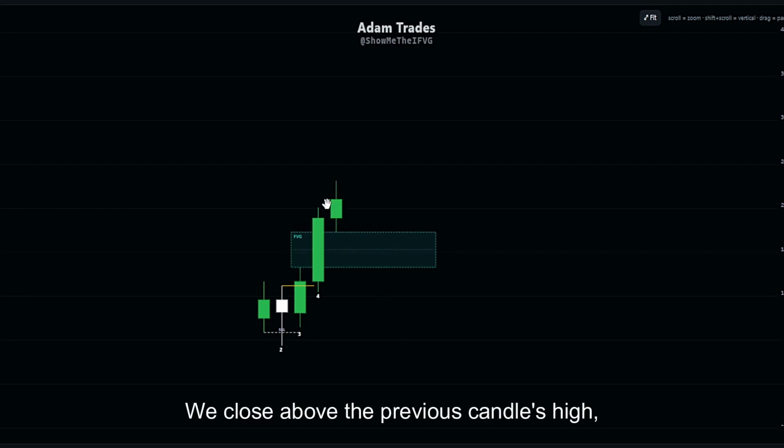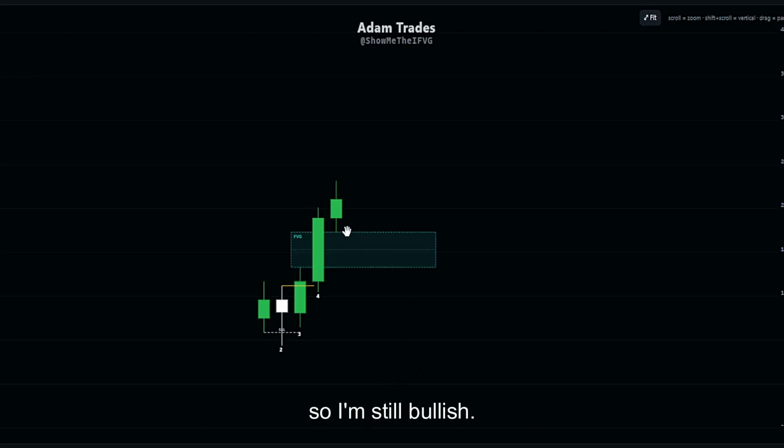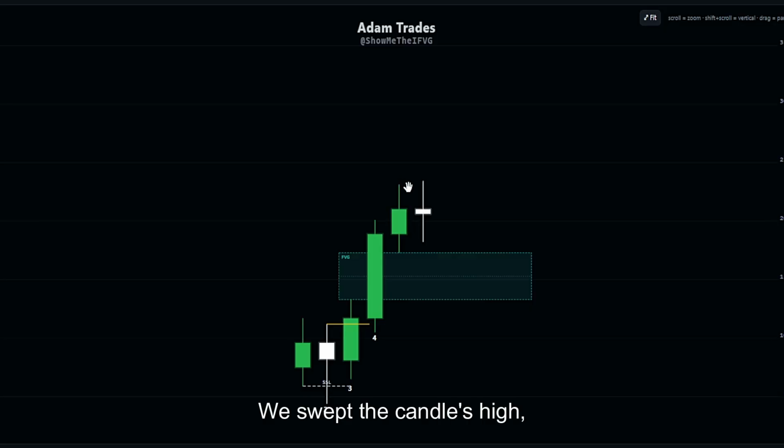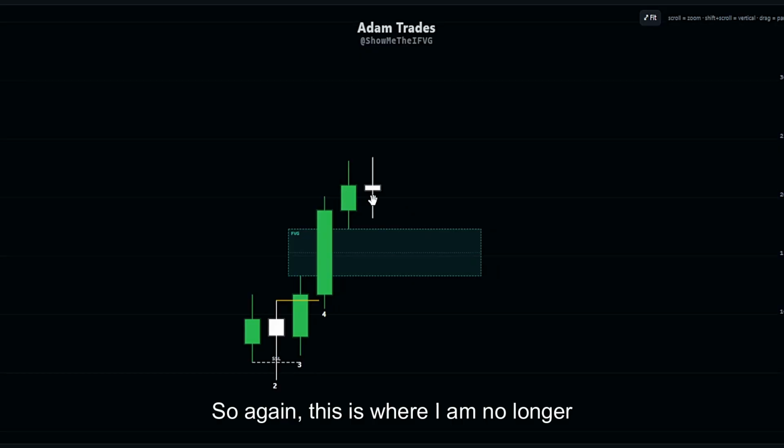We close above the previous candle's high. So I'm still bullish. And what happens here? We created a doji. We swept the candle's high, and then it went back within the range. So again, this is where I am no longer bullish. I'm also not bearish because we didn't close below the previous candle's range. I'm in between.